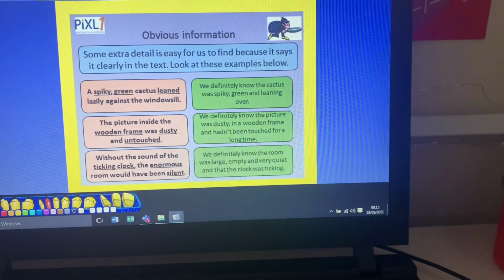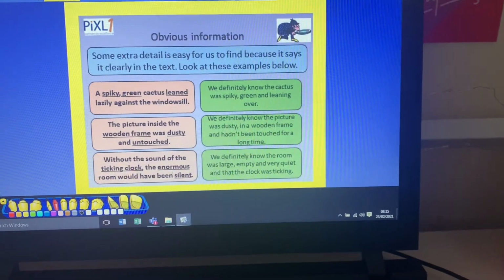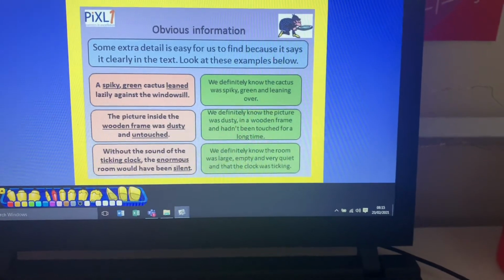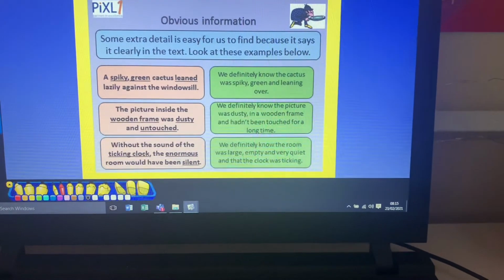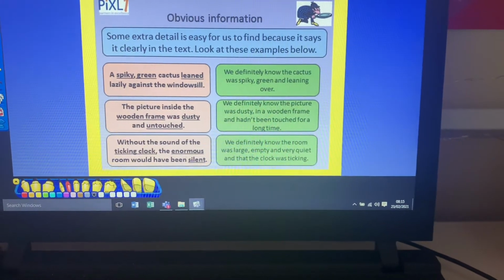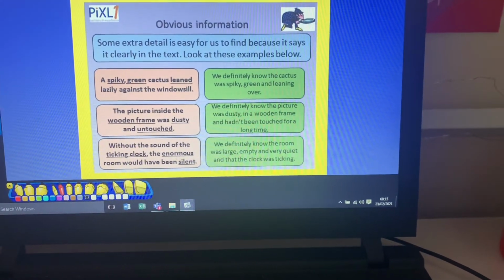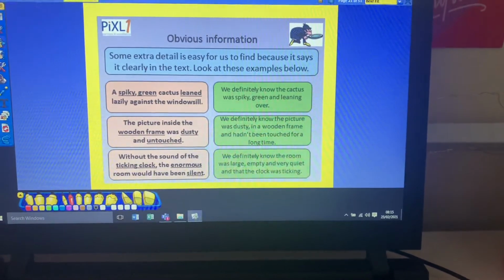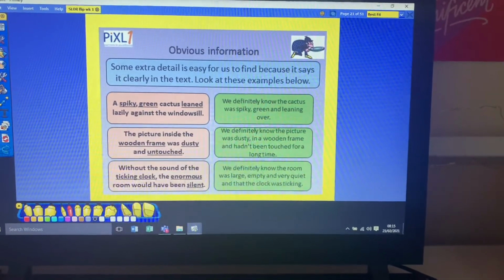Some extra detail is easy for us to find because it says it clearly in the text. So have a look at a couple of these examples. So the first one says, a spiky green cactus leaned lazily against the windowsill. We know that the cactus was green and spiky because it tells us that in the text. The picture inside the wooden frame was dusty and untouched. We know that the picture frame was dusty and it hadn't been touched for a long time because it tells us in the text. Without the sound of the ticking clock, the enormous room would have been silent. So we know the room is big because it tells us it's enormous, and we know that there is a clock ticking because it tells us that in the text.